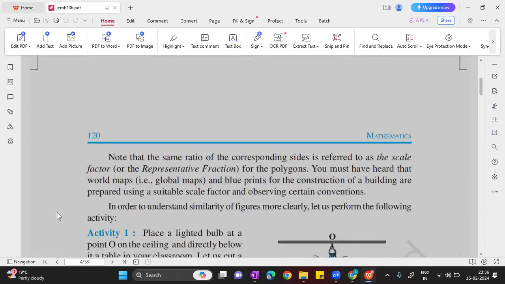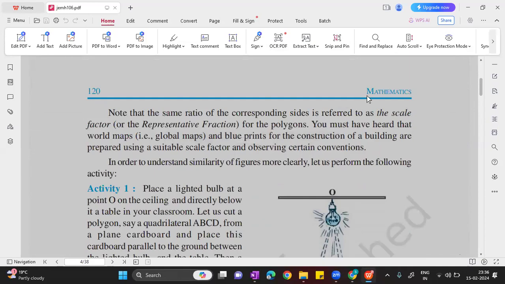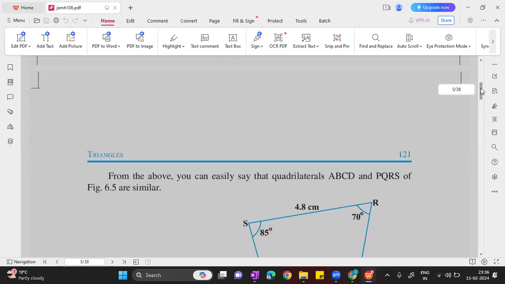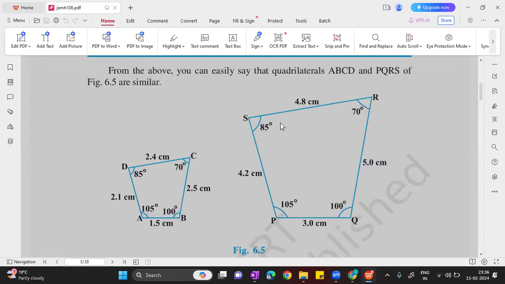Okay, so of course we will not read all these things because it will take time. So let us directly go to the question. In this question, it is simply asking Manya, are these two quadrilaterals similar? Yes or no? What do you think? Are they similar? Yes, they are similar.